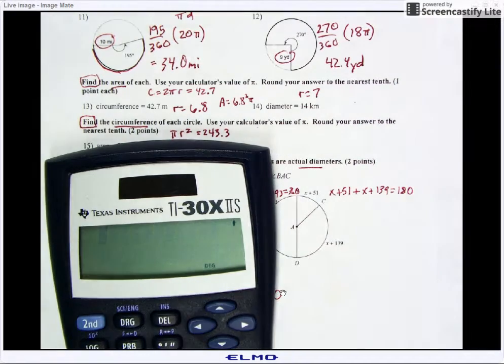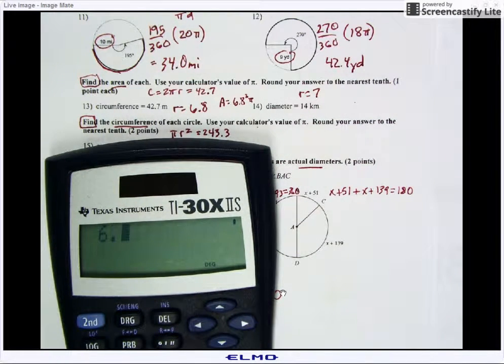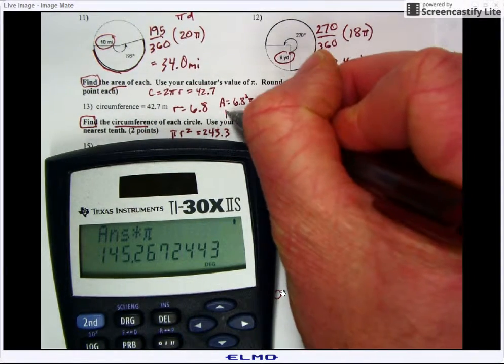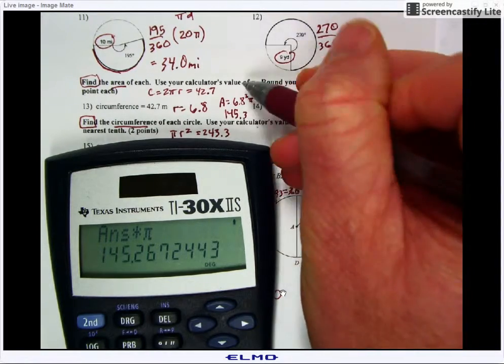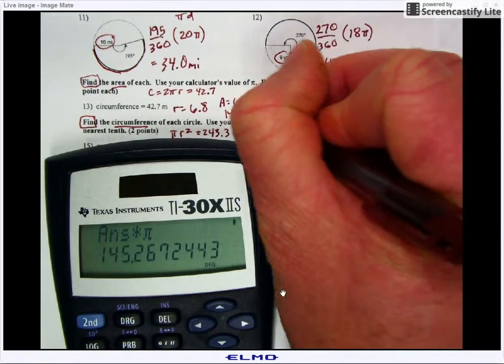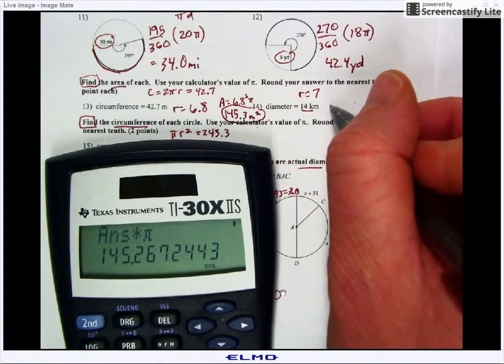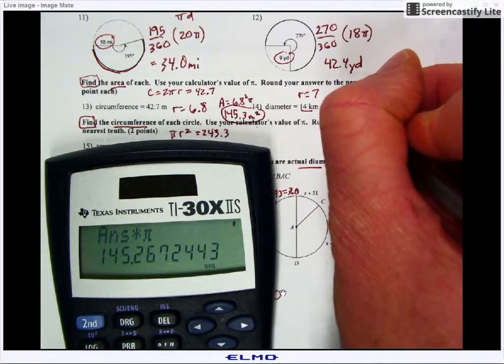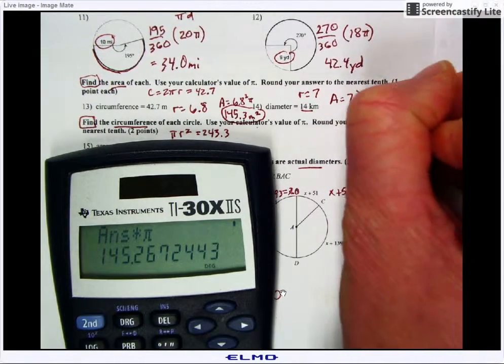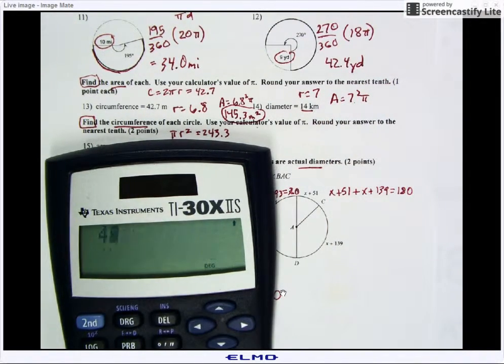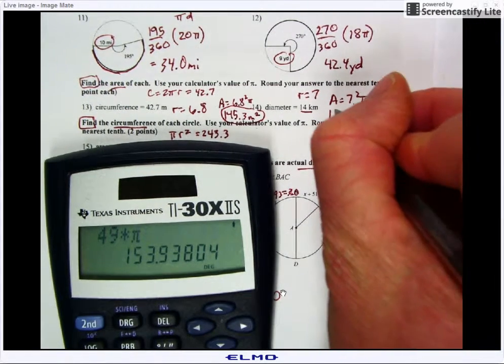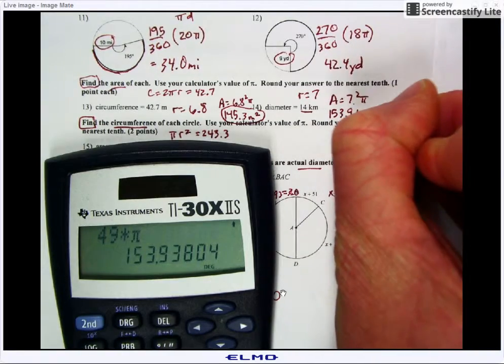6.8 squared equals that times pi. 145.3 meters squared because we're finding area. On this one, it's a little easier. They give you the diameter to find the radius. Take it half. So the area equals 7 squared pi, which is just 49 times pi. 153.9 kilometers squared.